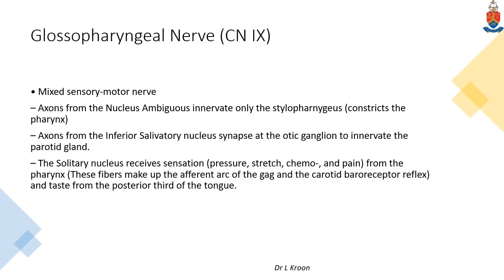So the glossopharyngeal nerve also has a visceral motor component. The visceral motor component is going to end up in the parotid gland for salivation. It arises from the inferior salivatory nucleus and will run in the glossopharyngeal nerve until it breaks off and divides into the lesser petrosal nerve, which will then go to the otic ganglion and eventually to the parotid gland.